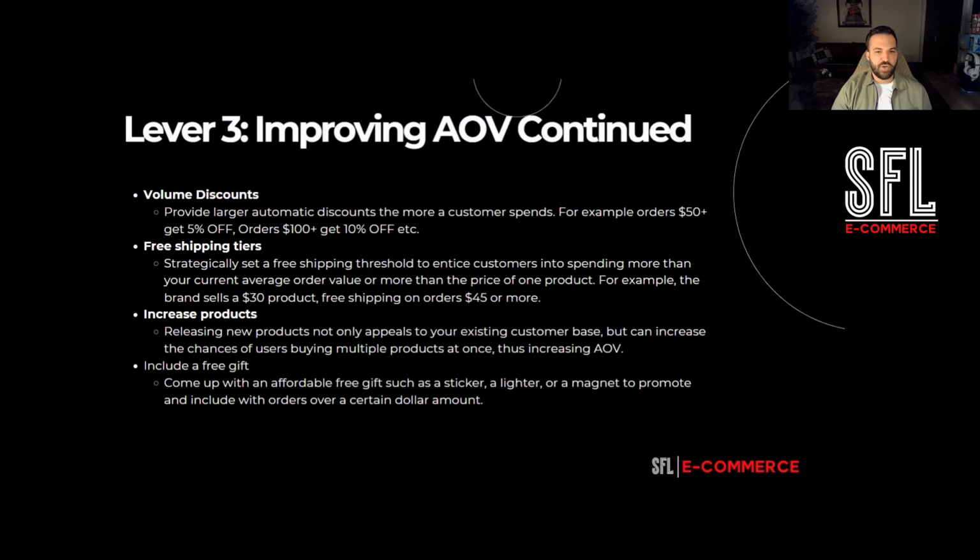Increasing the amount of products that you have on site is one that a lot of people don't think about very often, probably because it's one of the hardest and requires the most investment. But if there are products that fit with current products you have that sell well or that your existing customers might buy, then it can always be a good idea to add to your product line to improve that average order value.